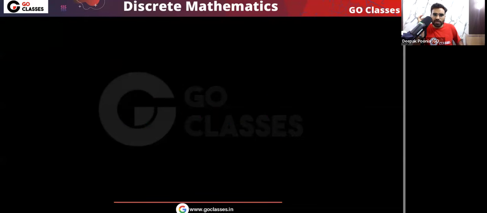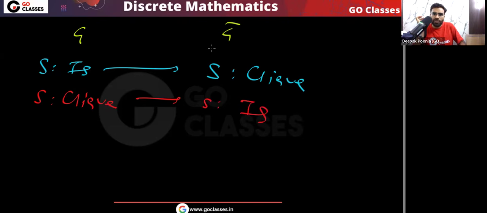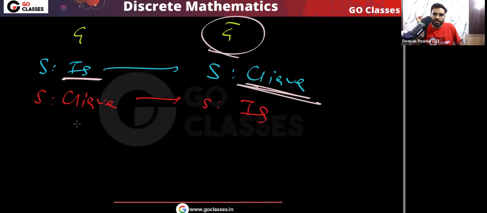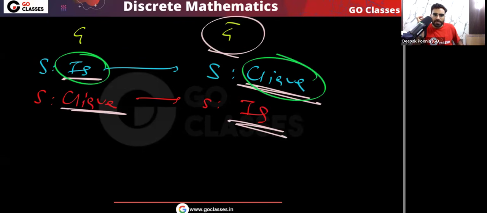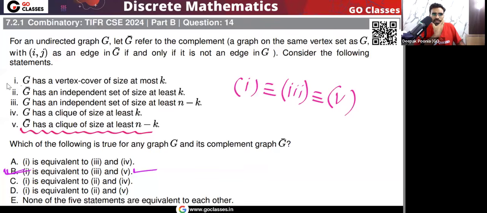And what about the relationship between independent set and clique? This is G complement. In G, if S is an independent set, then in G complement S will become a clique. Similarly, in G, if S is a clique, then in G complement S will become an independent set. So when we complement the graph, an independent set becomes a clique and a clique becomes an independent set. Using these two relationships, we can easily see that statement 1 is equivalent to statement third is equivalent to statement fifth.